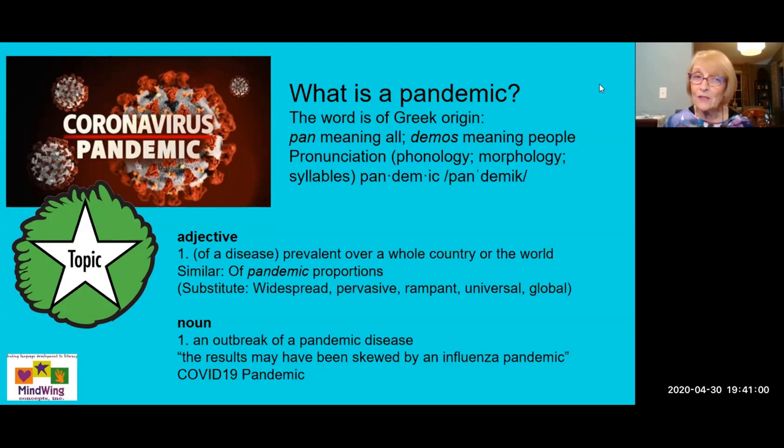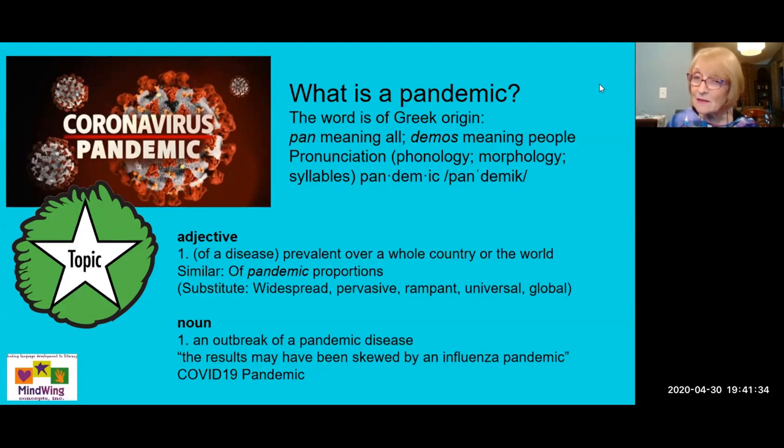But today we're going to talk about the coronavirus, COVID-19, which is CO from corona, VI from virus, and D from disease, the year 2019. And this is a pandemic. So when we look up pandemic, pandemic is of Greek origin. Pan means all, and demos means people. So it's all over for all people.